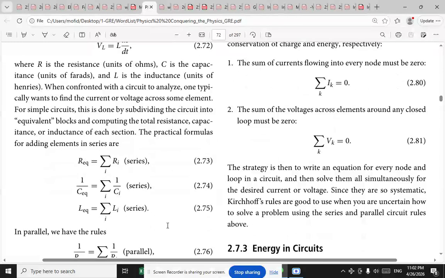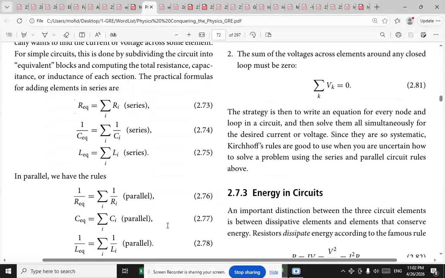The practical formulas for adding elements in series are, for resistance, R total is equal to the sum over i of R_i, the resistances in series. And for capacitance in series, we have an inverse: 1 divided by the total capacitance is equal to the sum over i of 1 divided by C_i, the capacitances in series. And for the total inductance, L total is equal to the sum over i of L_i, the inductances in series.